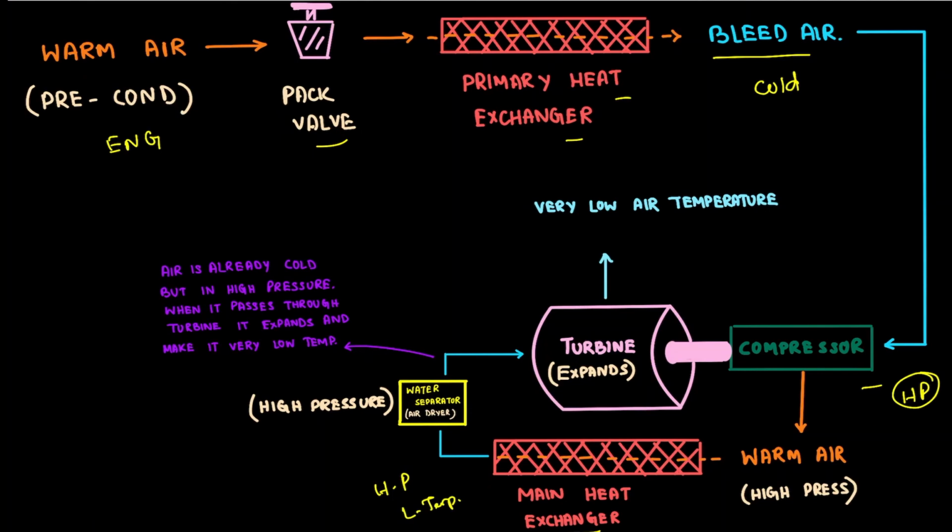Then that goes to the water separator, where the moisture gets separated. The air is already cold at high pressure. When it passes through the turbine, it expands and becomes very low in temperature. So the output has a very low temperature. In terms of the expansion, it runs the compressor.